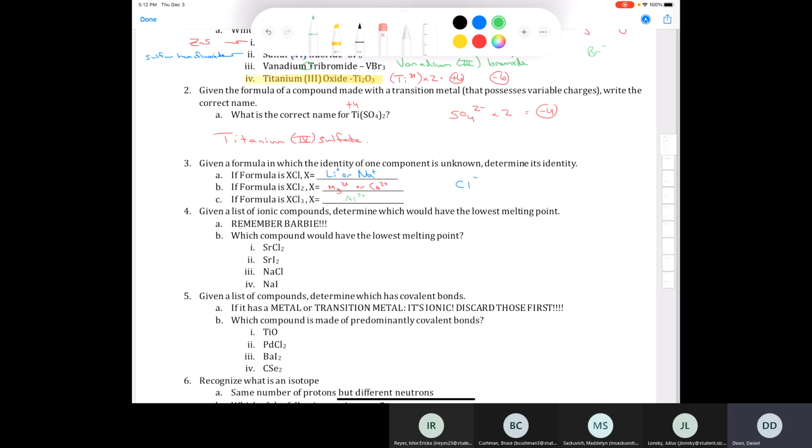All right. Given a list of ionic compounds, determine which would have the lowest melting point. Remember Barbie. This is something that Dr. Garcia came up with. The electrostatic force is proportional to the charge of your cation times the charge of your anion divided by the radius, right?